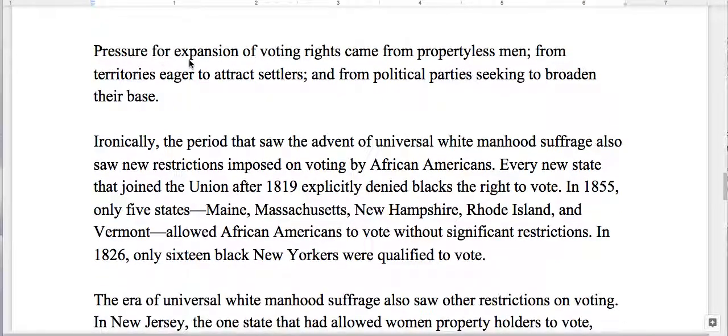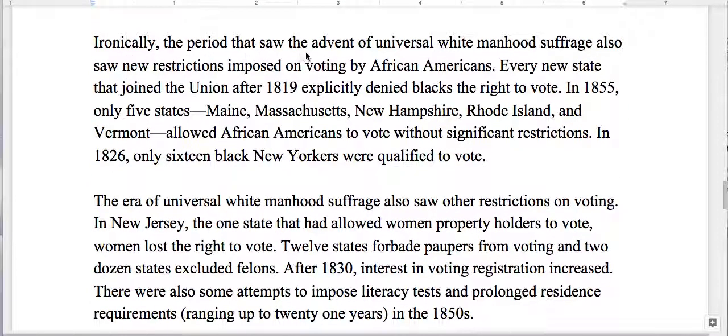Pressure for the expansion of voting rights came from propertyless men, from territories eager to attract settlers, and from political parties seeking to broaden their base. So a lot of political parties were seeking to broaden their base, and one way to do this was to put the power of voting in the hands of those people who didn't have it before. So a lot of political parties tried to attract people that otherwise were left out of the process, and this expanded their base and made them more popular.